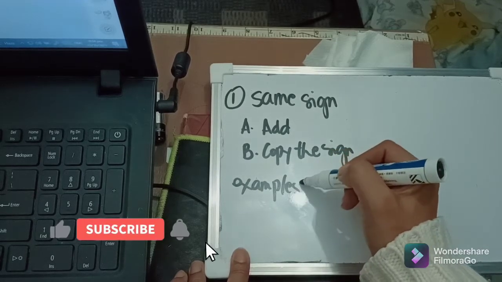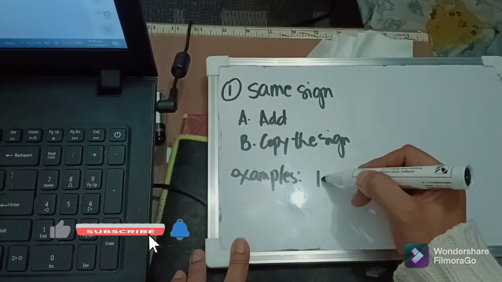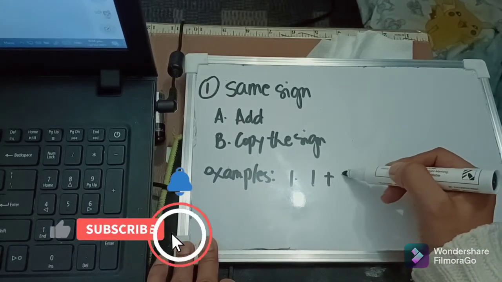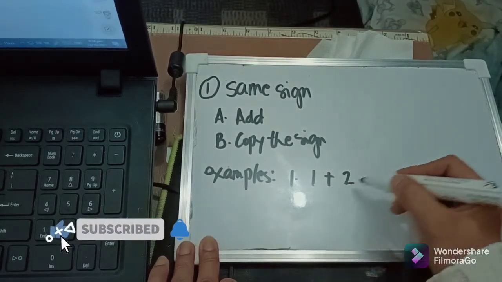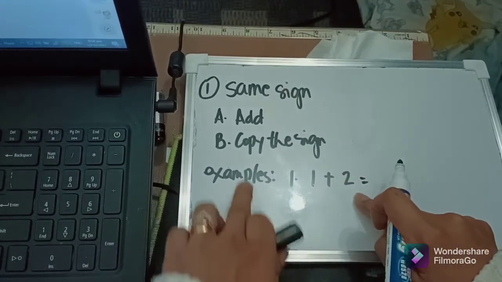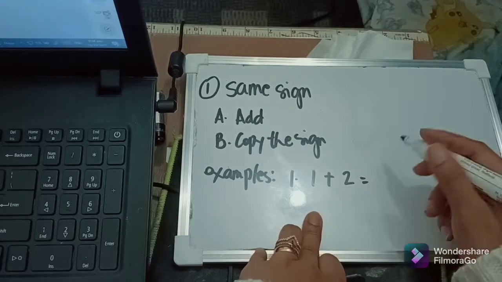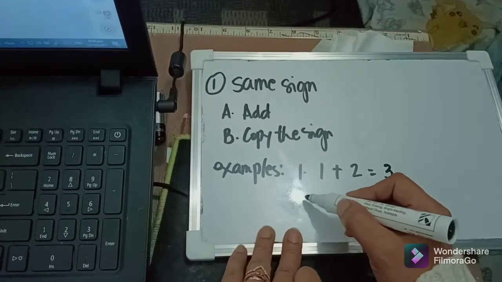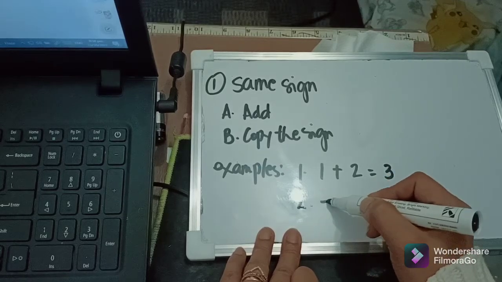Examples. So, let's say, number 1, positive 1 plus positive 2. Simply add. So, 1 plus 3. Oh, sorry, 1 plus 2, that's 3. So, positive siya. Paano naman kung parehong negative?